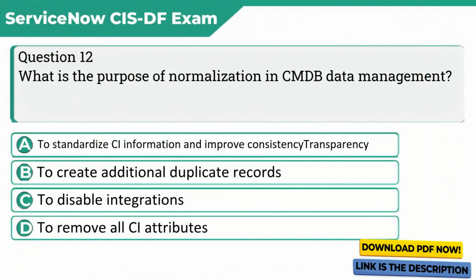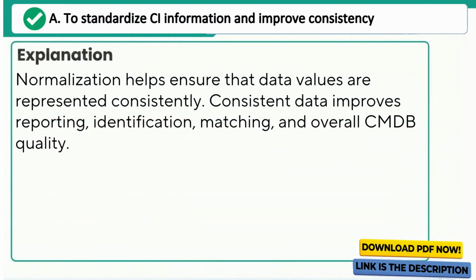Question 12. What is the purpose of normalization in CMDB data management? A. To standardize CI information and improve consistency. B. To create additional duplicate records. C. To disable integrations. D. To remove all CI attributes. Correct answer, A. To standardize CI information and improve consistency. Explanation. Normalization helps ensure that data values are represented consistently. Consistent data improves reporting, identification, matching, and overall CMDB quality.